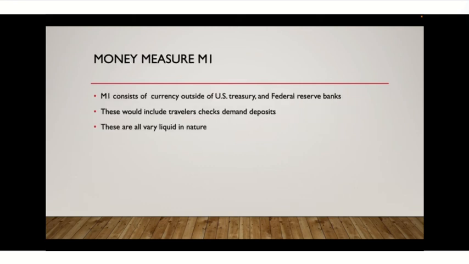So now we're going to move into money measures. The first category of money measure is M1. M1 is going to consist of the easily liquidable stuff, so that's going to be all sorts of checks and things like that, outside the Treasury and the Federal Reserve. And it's kind of easy to see why, because banks aren't going to keep a check, they're going to cash the check.